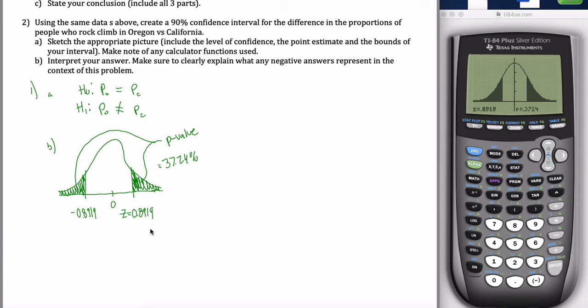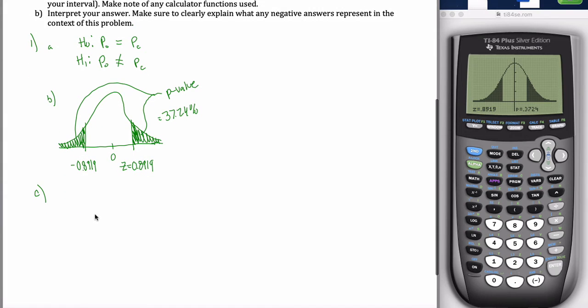And that's my picture. And for part C, it says state your conclusion. Man, I'm really getting lazy. All 3 parts, hopefully at this point in the class you know what I mean by all 3 parts. I want you to tell me why you're doing what you're doing, because the p-value is greater than alpha.